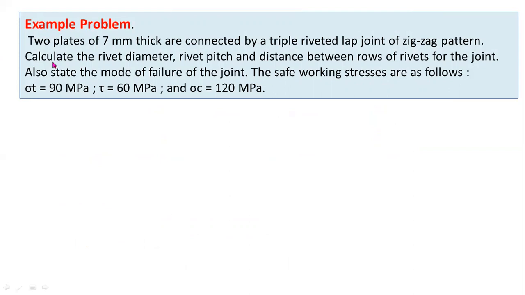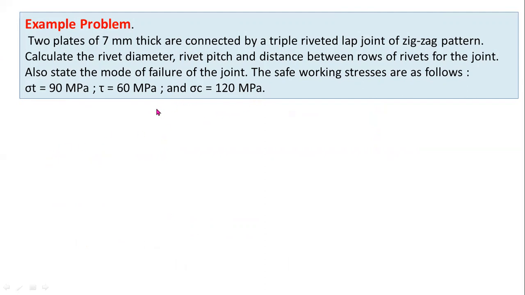Now this is the second example problem. The question is: two plates of 7 mm thickness are connected by a triple riveted lap joint of zigzag pattern. Calculate the rivet diameter, rivet pitch, and distance between rows of rivets for the joint. Also state the mode of failure of the joint. The safe working stresses are as follows: sigma T equal to 19 megapascal, tau equal to 60 megapascal, sigma C equal to 120 megapascal.